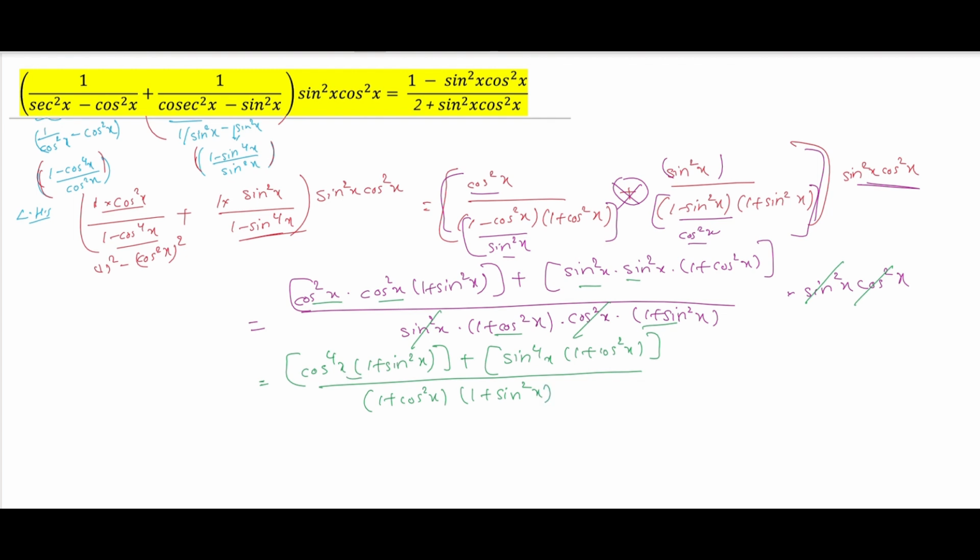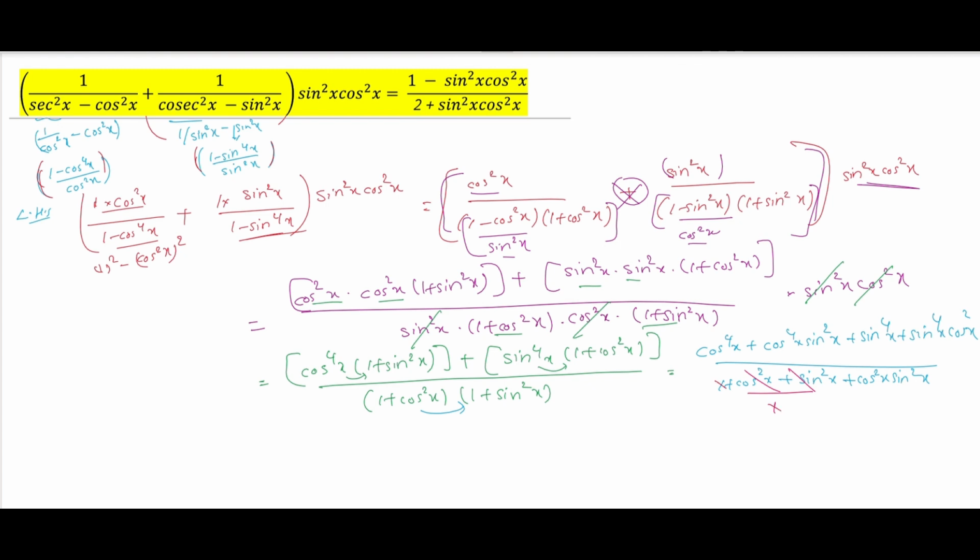Now multiply these terms and this into this. That will give us here cos power 4x plus cos power 4x into sin square x plus sin power 4x plus sin power 4x into cos square x upon. Here also multiply these two things, that will give 1 plus cos square x plus sin square x plus cos square x sin square x. Here if we observe here, cos square x plus sin square x can be written as 1. So, in place of these two, we'll have 1.